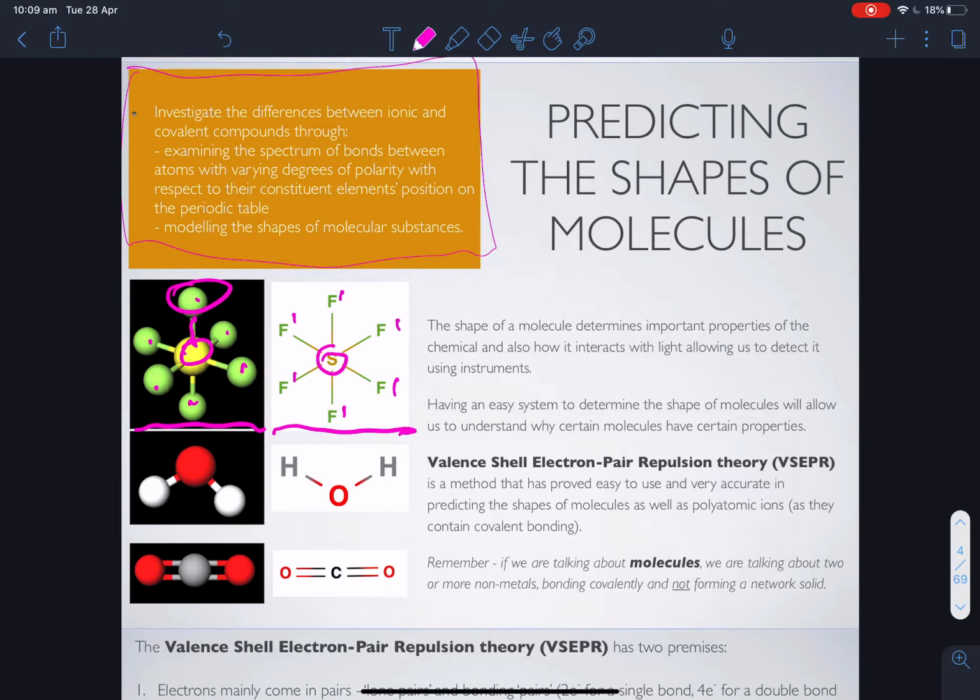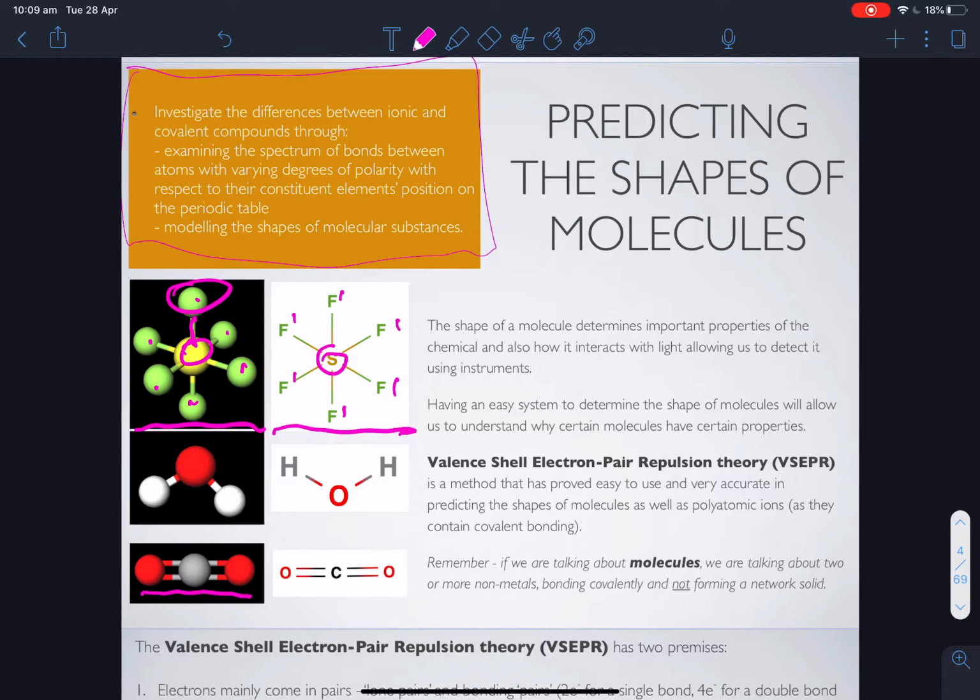Below that we've got water, which you'll see is a bent molecule, and we'll learn why in this chapter. And carbon dioxide, which is a linear molecule. It's all in a straight line with these double bonds, and we'll learn why it's that shape as well.